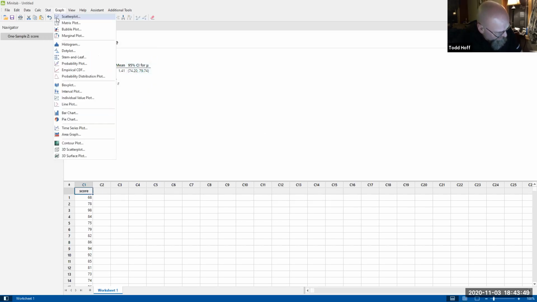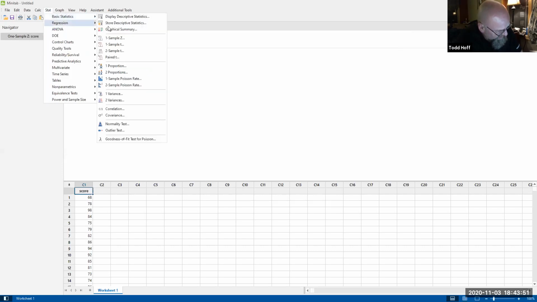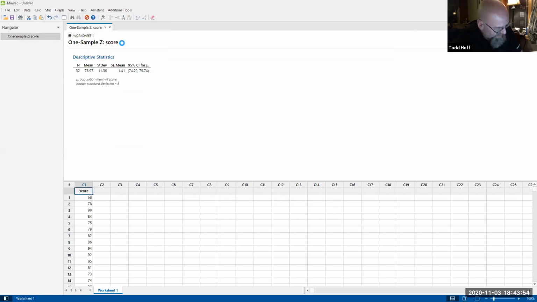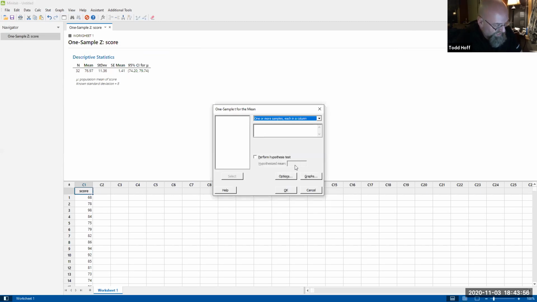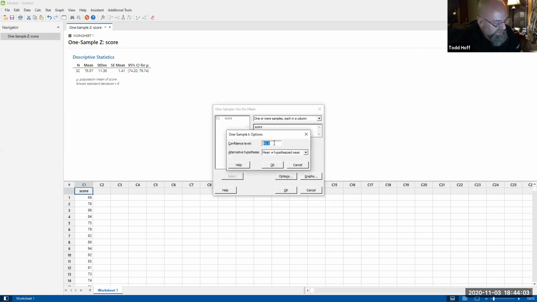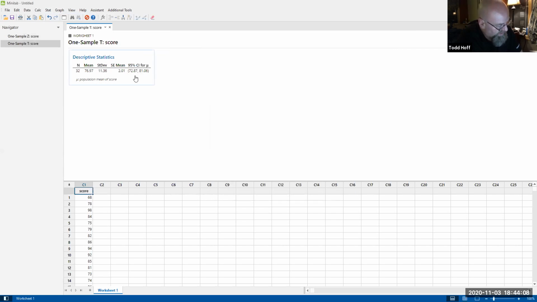Now let's do stat, basic statistics. Let's do the one sample T. Now notice it does not ask me for the known standard deviation anymore. Check my options. I do have 95% and it's the not equal to. And you'll see that gives me a little bit wider. Instead of 74.2, it's 72.87 as the lower end of my confidence interval. So that is numerical confidence intervals for a population mean.